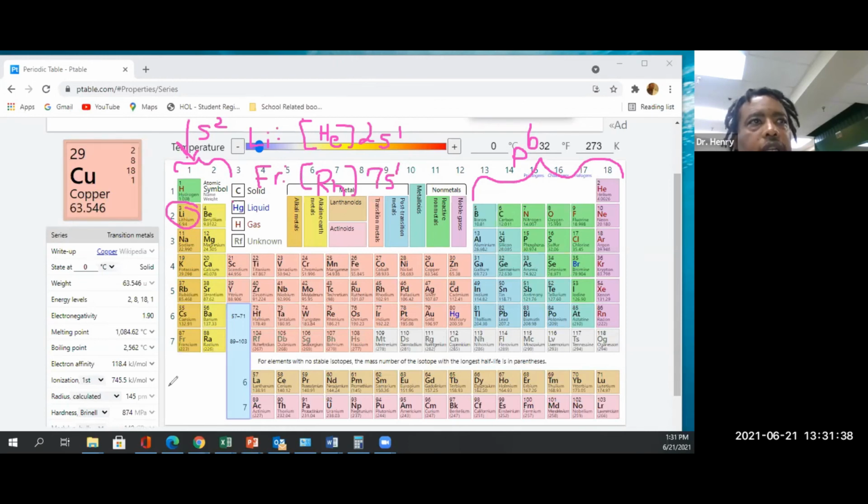So I can write group 1 as ns1, right? n representing any number, and s, so it could be any period. So if it's ns1, then I'm always talking about group 1. So anything in group 1 is going to have this generic notation because it always has that core, and then it has just that 1 electron. You guys understand that?